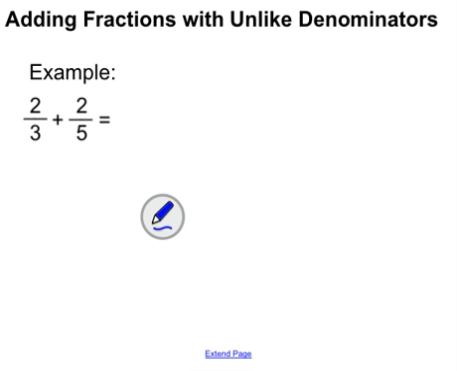Let's try adding fractions with unlike denominators. For 2/3 plus 2/5, you'll want to look for a common multiple of 3 and 5. So the multiple that would work would be 15. We're going to change both fractions to a denominator of 15. To do this, write your problem vertically. 2/3 plus 2/5.